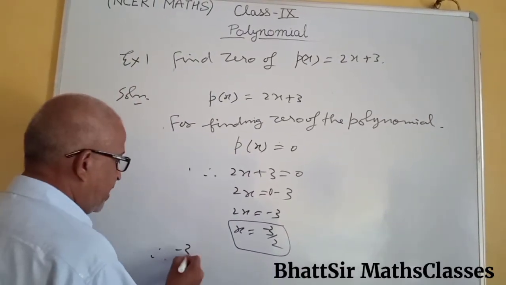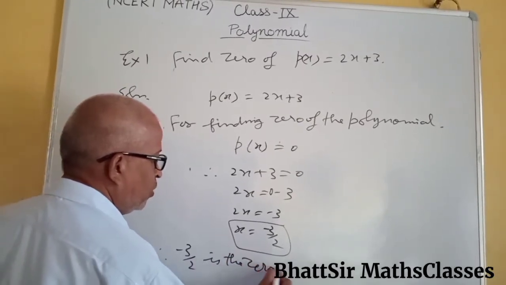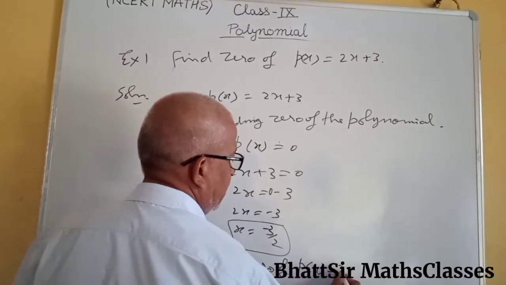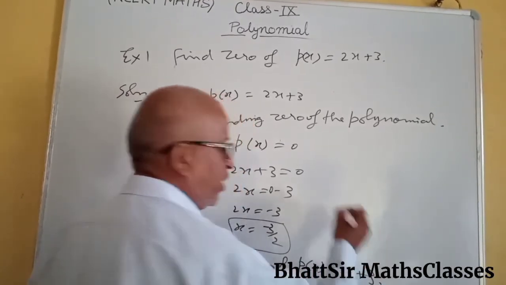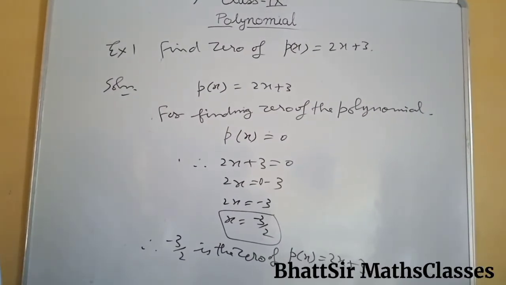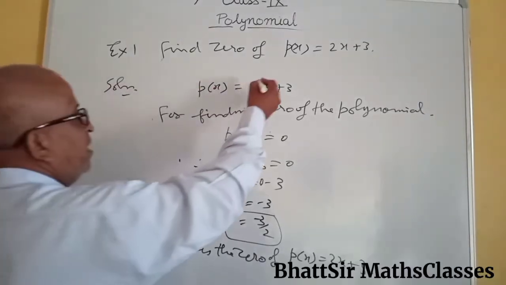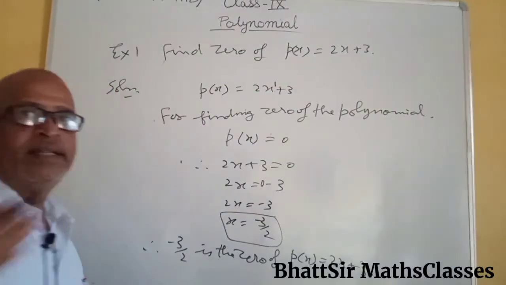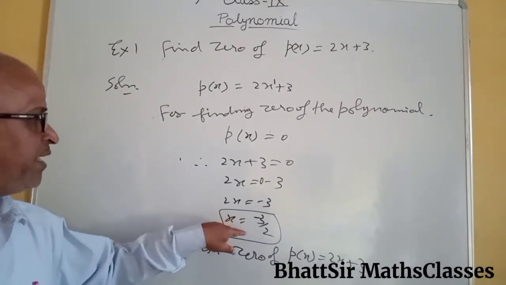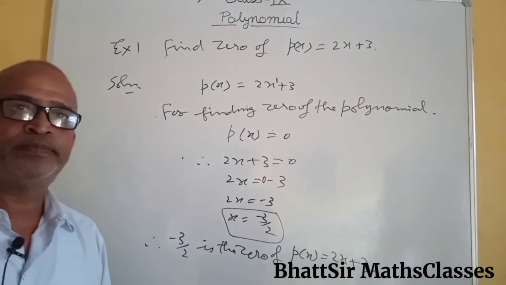Therefore minus 3 by 2 is the zero of p(x) equal to 2x plus 3. In this way we can find it. Because it is a linear polynomial with highest degree 1, it is also called a linear polynomial. So a linear polynomial contains only one zero.